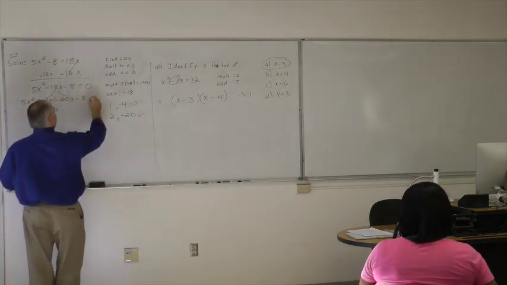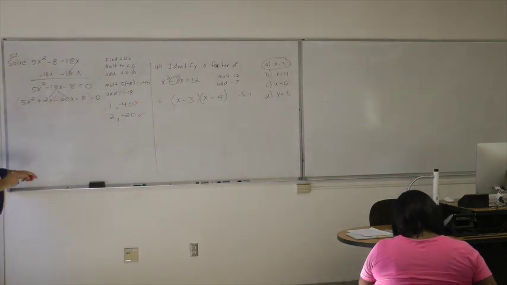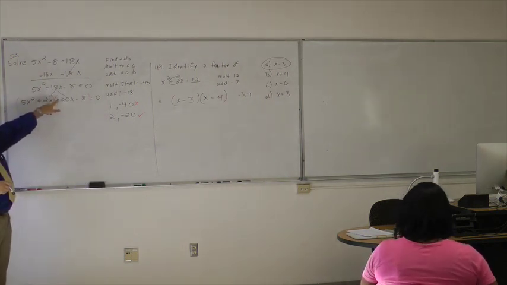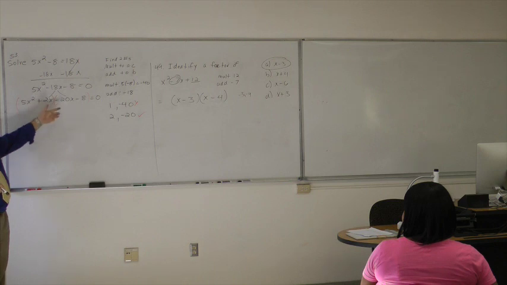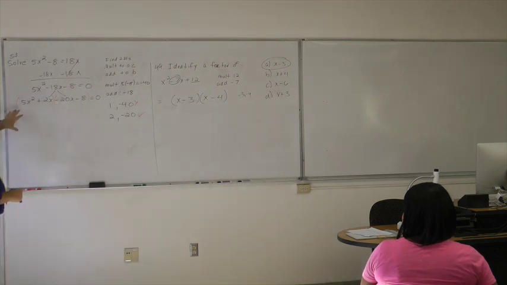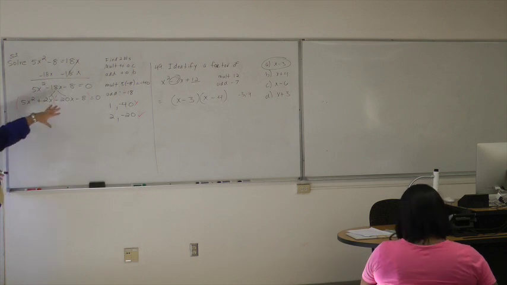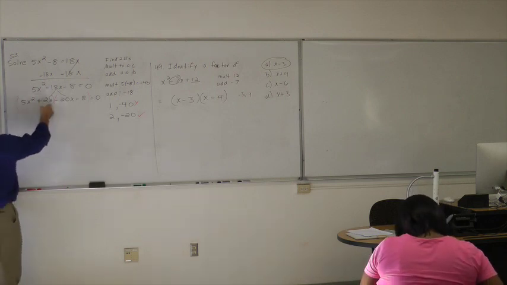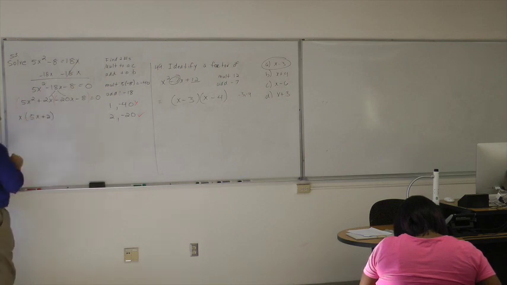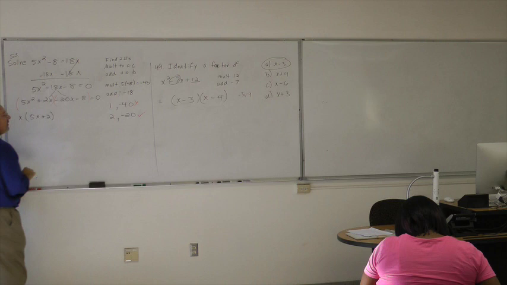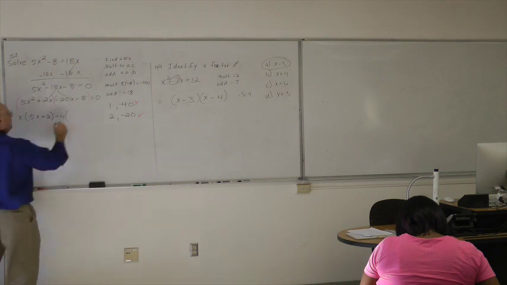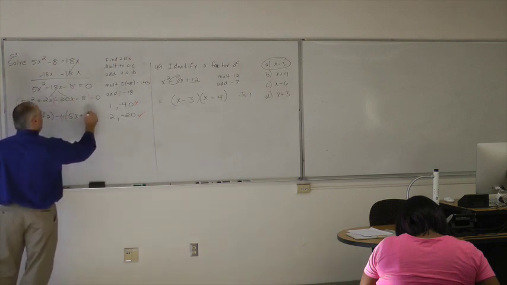This is still equal to 0. Whenever this middle sign is a negative, make sure to include it in your second group and then factor it out. So here we're going to factor out the GCF from each group. Here we can take out an x, and we're left with 5x plus 2. Here we have a greatest common factor of negative 4. So when we factor out a negative 4, it's like dividing by negative 4, we also get 5x plus 2.